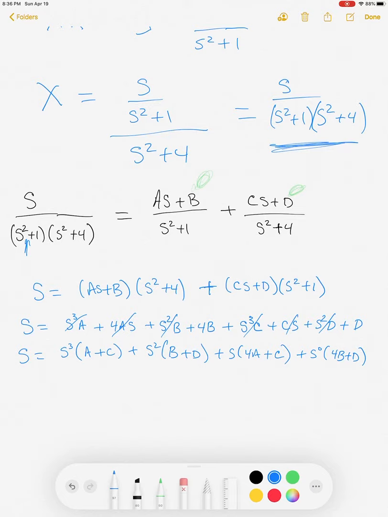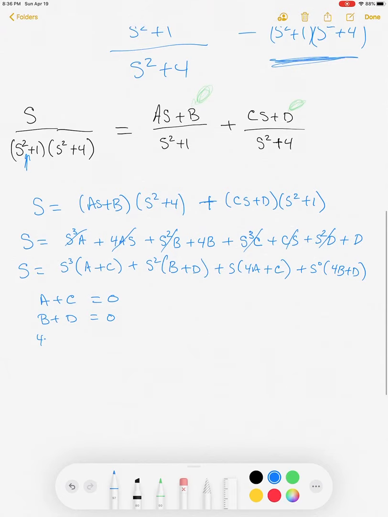Okay, so this means I have this system: a plus c equals 0, and b plus d equals 0, and 4a plus c equals 1. So here is an s, and here is an s. So that's 4a plus c equals 1. And then I have 4b plus d equals 0. So this is my system of equations.